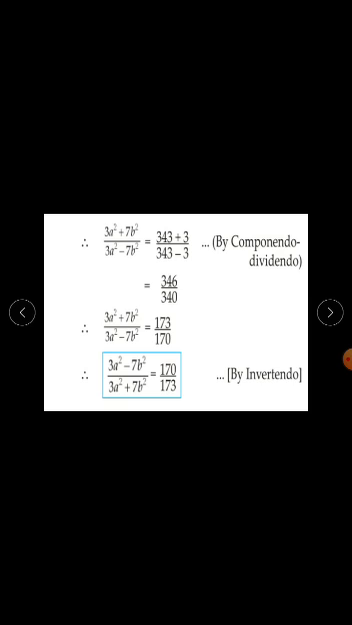So (3a² + 7b²) upon (3a² − 7b²) equals 173 upon 170. But we want 3a² − 7b² in the numerator and 3a² + 7b² in the denominator. So use the invertendo property. So by invertendo property, (3a² − 7b²) upon (3a² + 7b²) equals 170 upon 173.